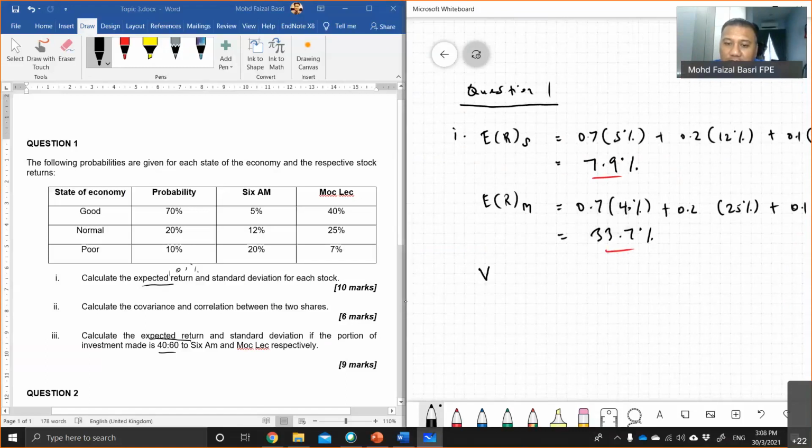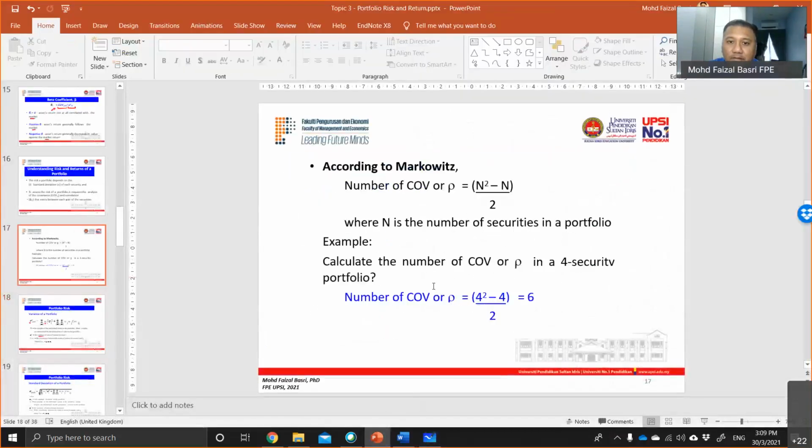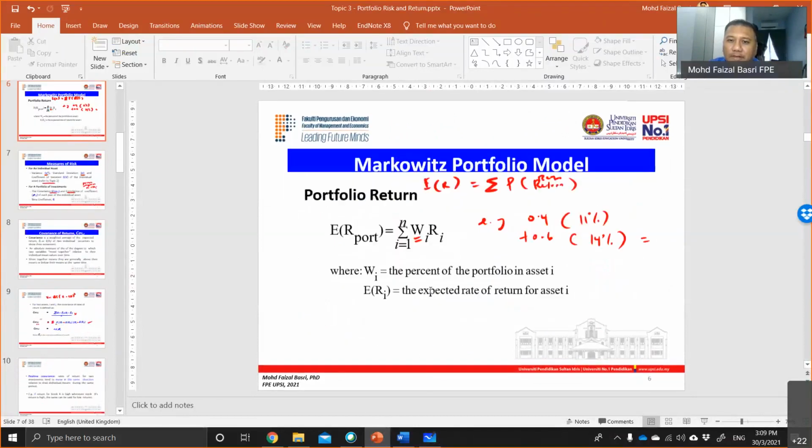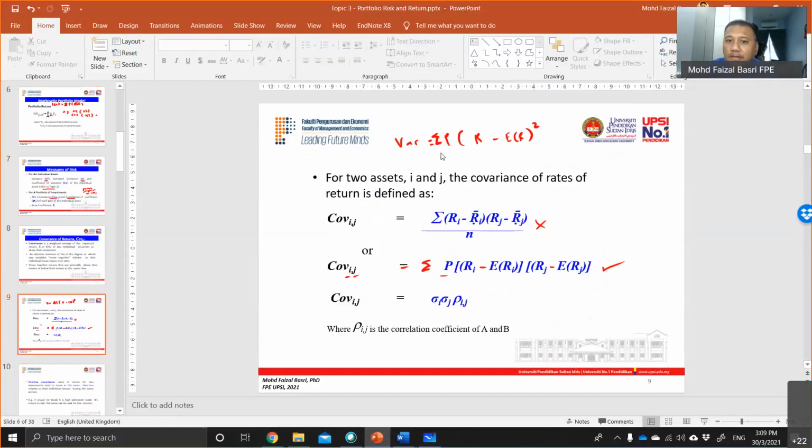So find variance for S. Variance for stock 6AM. The formula would be probability, which I wrote just now also. Probability multiplied with the difference between returns squared. Meaning it's 70% multiplied with the returns minus the ER, squared.